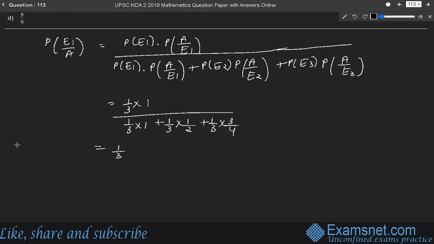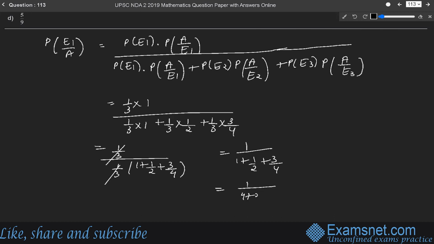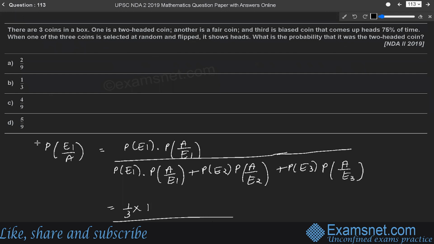So this will be equal to 1 by 3 divided by 1 by 3 into 1 plus 1 by 2 plus 3 by 4. 1 by 3 and 1 by 3 will be cancelled. So it will be 1 upon 1 plus 1 by 2 plus 3 by 4. On further adding this value, it will be 1 upon 4 plus 2 plus 3 divided by 4. So it will be equal to 4 upon 4 plus 2 plus 3, which is equal to 4 upon 9. Hence, we can say that the required probability is 4 by 9. So the correct option is option number C here. I hope this question is clear to you.